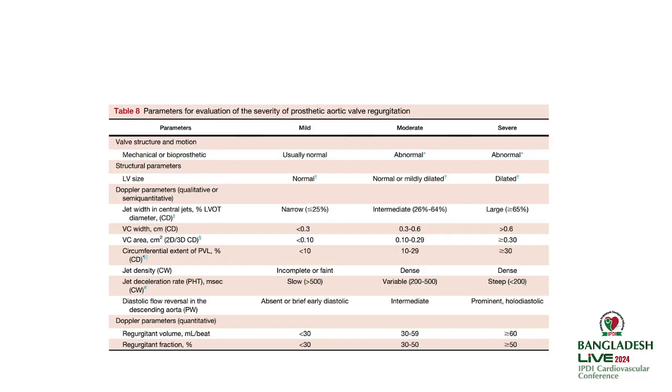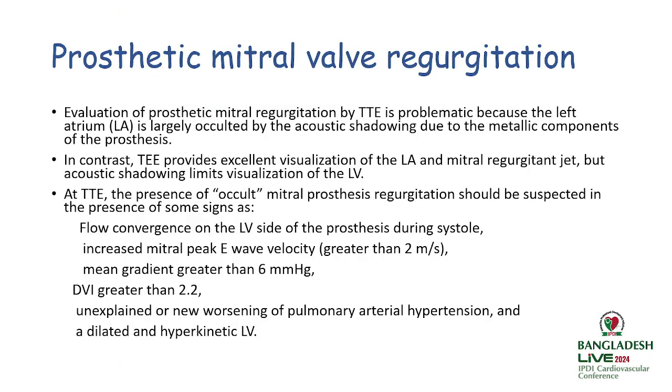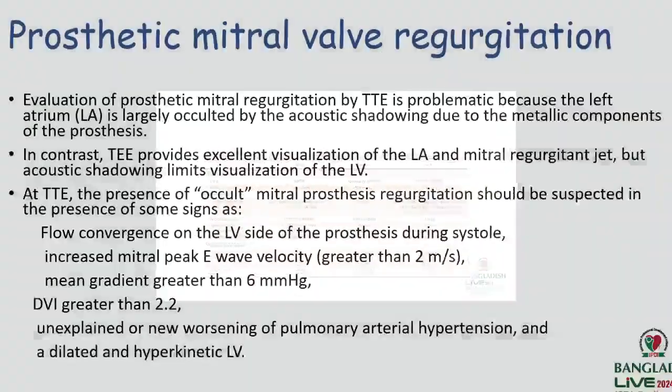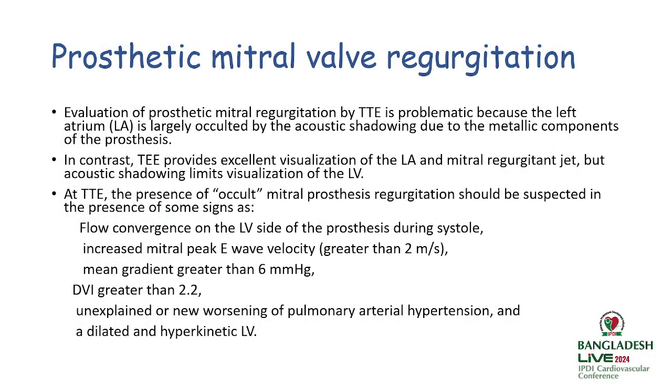The evaluation of prosthetic aortic valve regurgitation and mitral regurgitation is the same as for native valves. But as the transthoracic view has some limitations in mitral valve prosthetic regurgitation, we have to do more evaluation with transesophageal echo to see the severity of the mitral valve regurgitation.